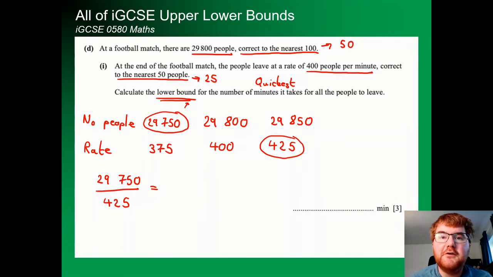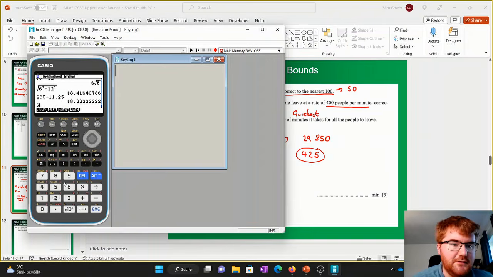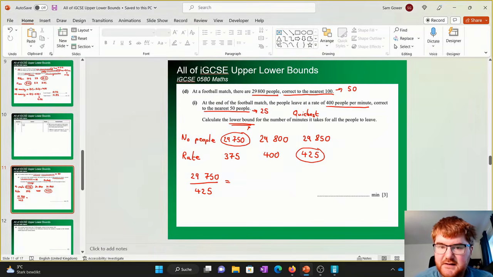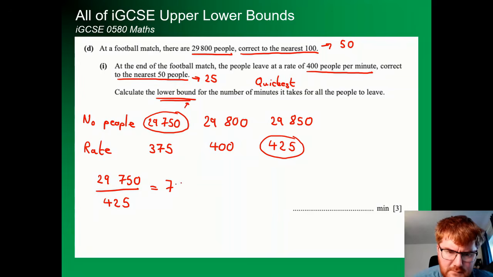Let's do it on the calculator. So we've got 29,750 divided by 425, and we get exactly 70. Okay, so a precise answer. So our answer here will be it takes 70 minutes for them to leave.